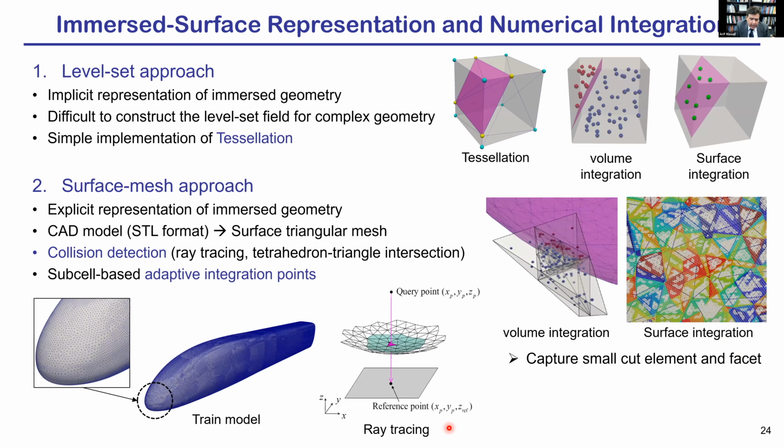So let's now quickly look at how we represent the interfaces or immersed surfaces. There are different ways to do that. One is a level set based approach. The other is a surface mesh approach. The level set approach gives us a precise definition, but it's difficult to generate a level set for complex geometries. Whereas we can use surface discretization based on CAD models. We have STL files. We can do surface triangulation and immerse them in the fluid domain.